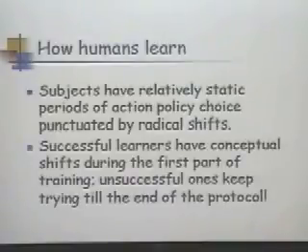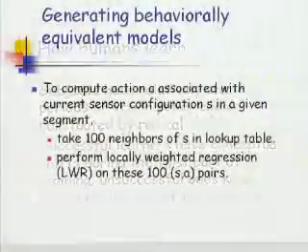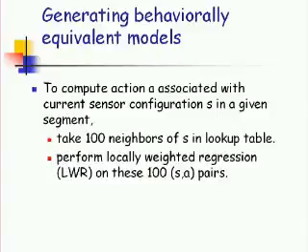Subjects have relatively static periods of action policy choice punctuated by radical shifts, and successful learners have conceptual shifts during the first part of training, and unsuccessful ones have trouble till the end. We also use these to generate what I'll call behaviorally equivalent models. So what we do is, remember the lookup table I talked about? That's really a compression of someone's strategy. We're going to use that as a proxy for the subject. So here's the experiment we ran.